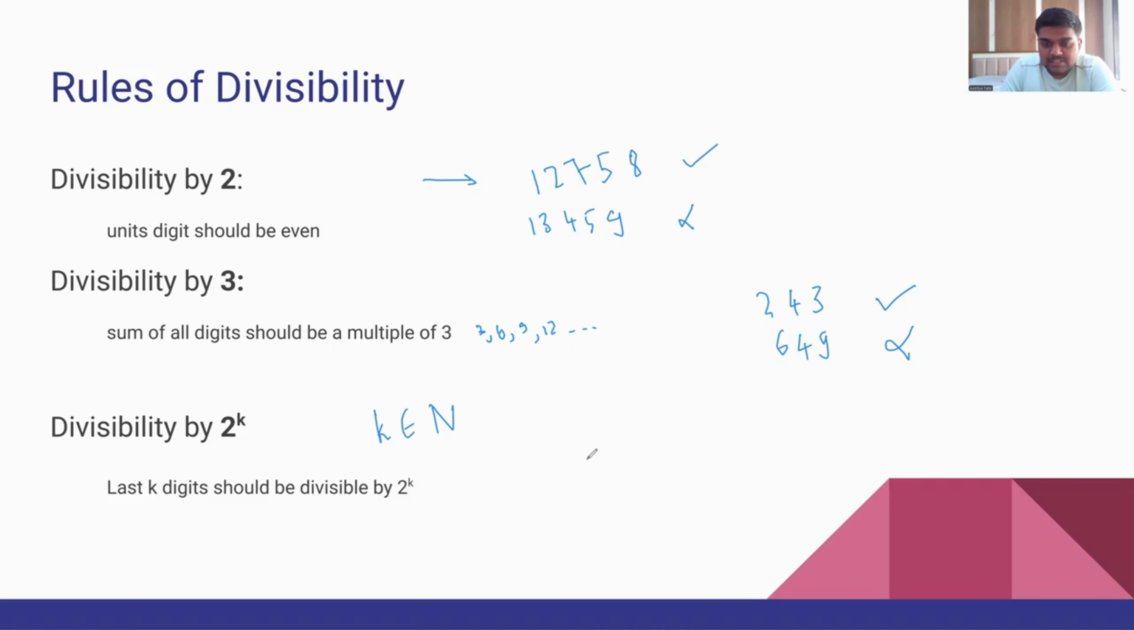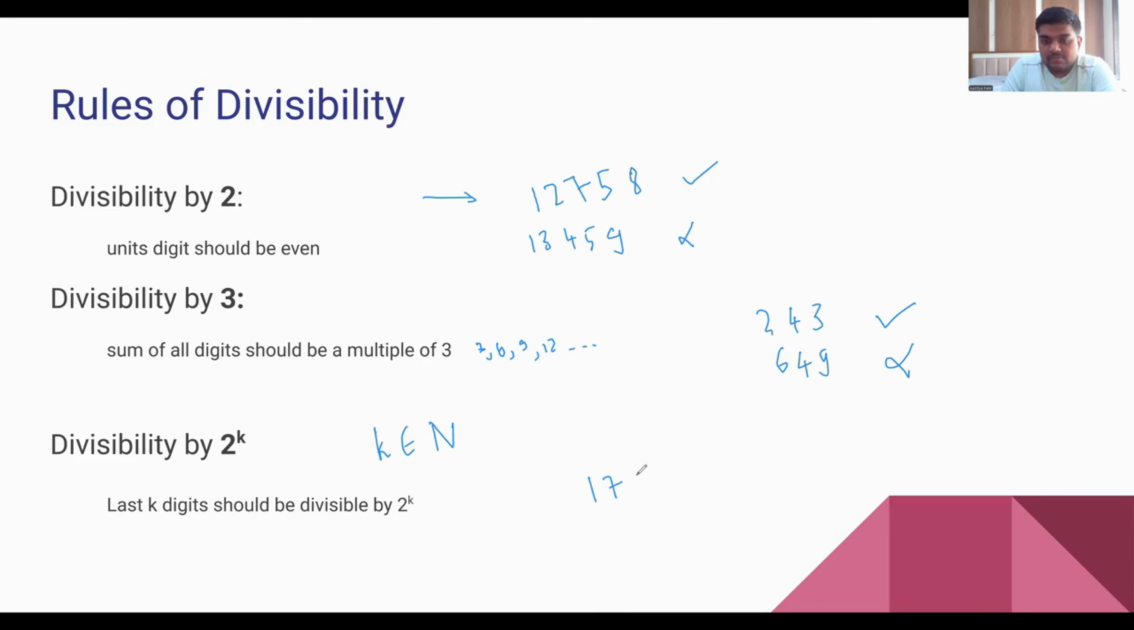For example, let us say we have the number 1756 and we have to check the divisibility by 8. What we will do is take the last 3 digits and check whether it is divisible by 8 or not. So 8 is equal to 2 to the power 3, and 756 divided by 8: 8 nines are 72 and 36, 8 fours are 32, and it is 94.5. So it is not divisible by 8.